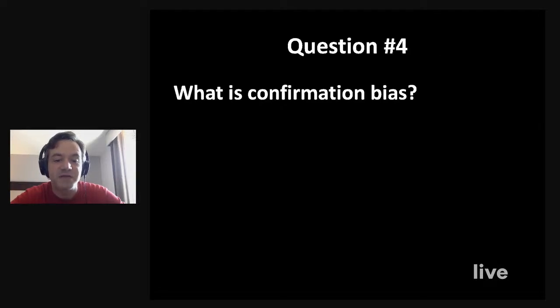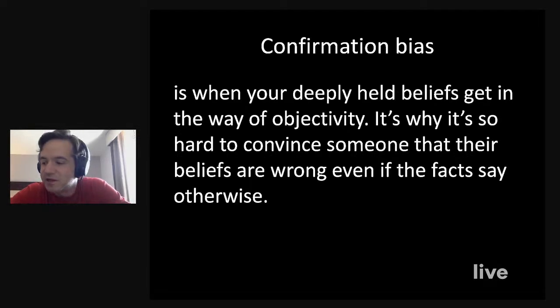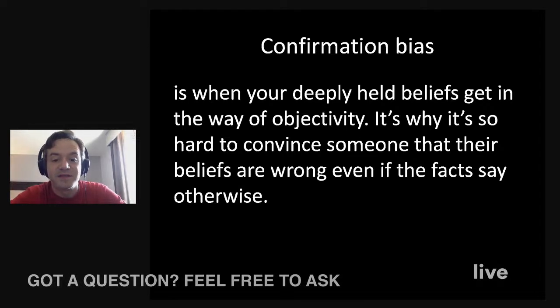Changing the slide again. Question 4, what is confirmation bias? Changing the slide again. Confirmation bias is one of the key terms of media literacy. It's when your deeply held beliefs get in the way of objectivity. It's why it is so hard to convince someone that their beliefs, their facts are wrong, even if the facts say otherwise, right? The world is flat. No, the world is round. No, I say the world is flat. And I'm not going to change my mind. These kinds of situations. That's an extreme version of it, obviously.